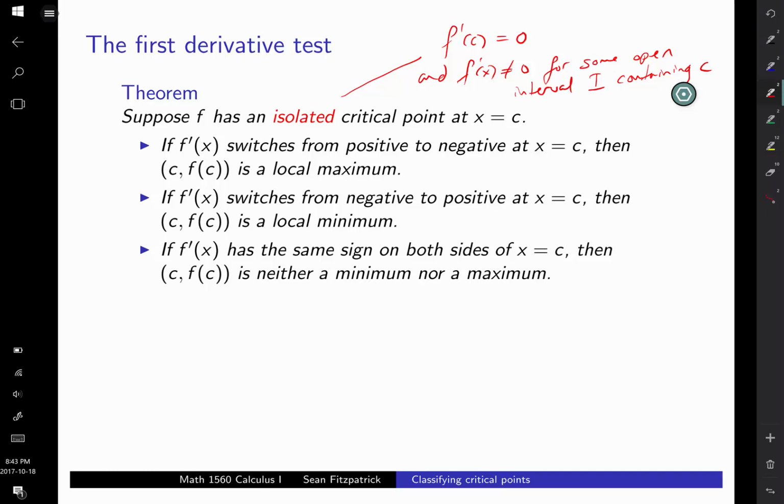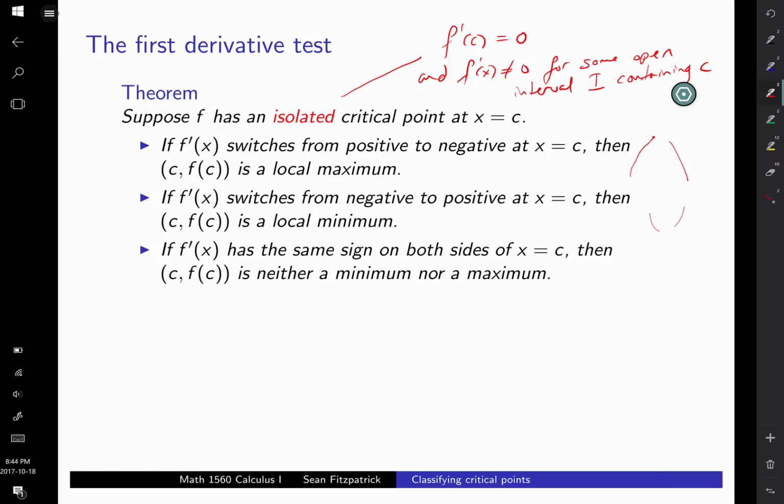Okay. So if the derivative switches from positive to negative, that means you're switching from increasing to decreasing, and so you're looking at a local max, right? If the derivative switches from negative to positive, then you're looking at a local min.